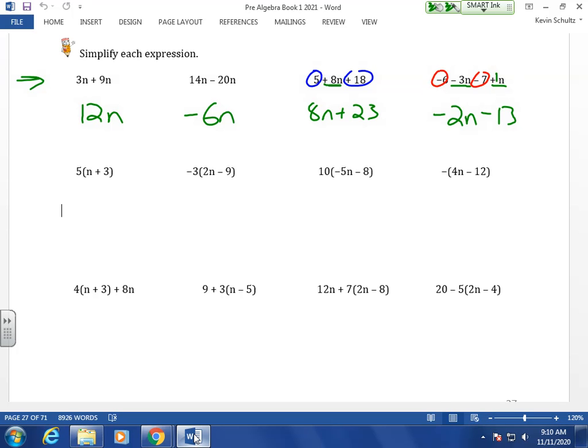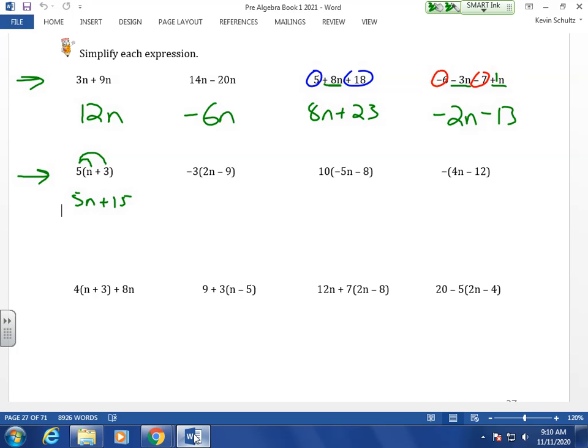Okay. Second row is all about distribution. We've got those parentheses, and our goal here is to get rid of them. The process that we learned about is the distributive property, which means we multiply what's on the outside of the parentheses by everything on the inside. So 5 times n is 5n. 5 times 3 is 15.